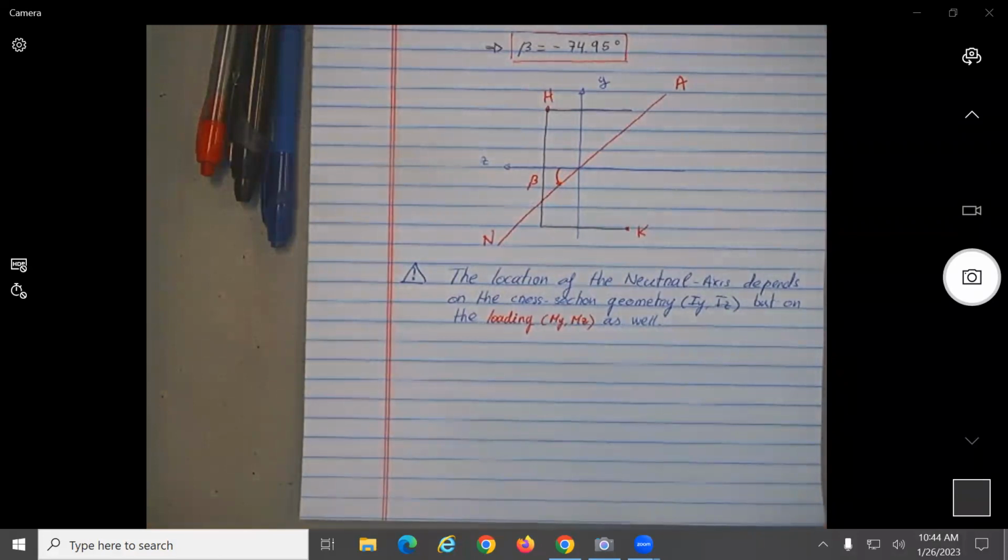So the position of the CG does not depend on the loading, no? No matter what, it's going to be located at the same location, no? Okay. But the neutral axis changes because of the loading, no?